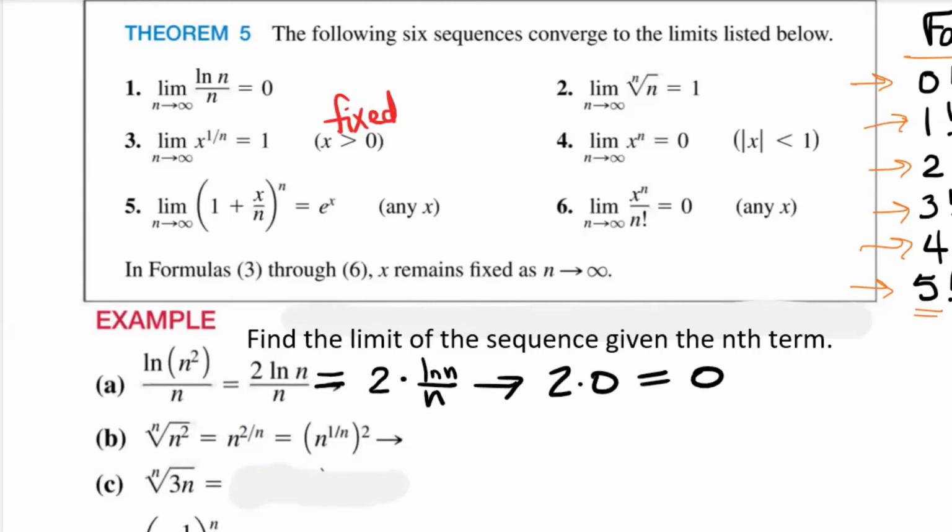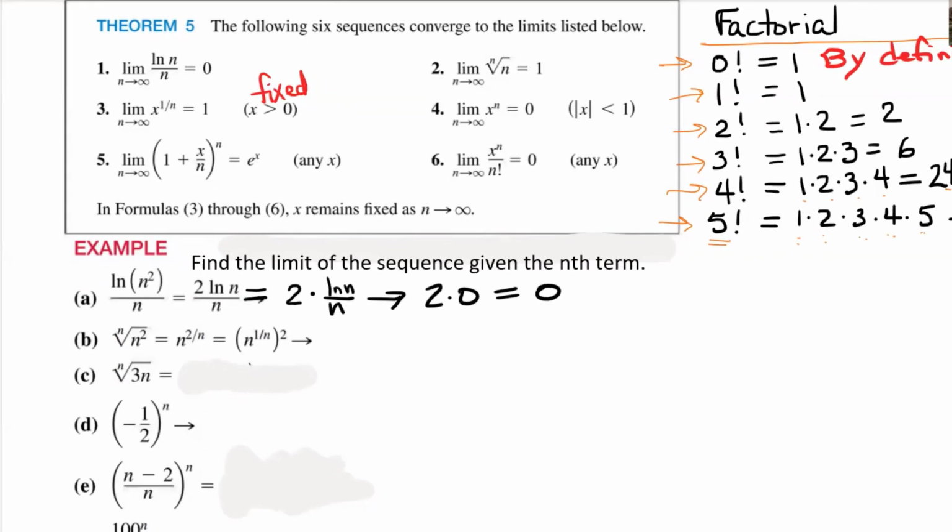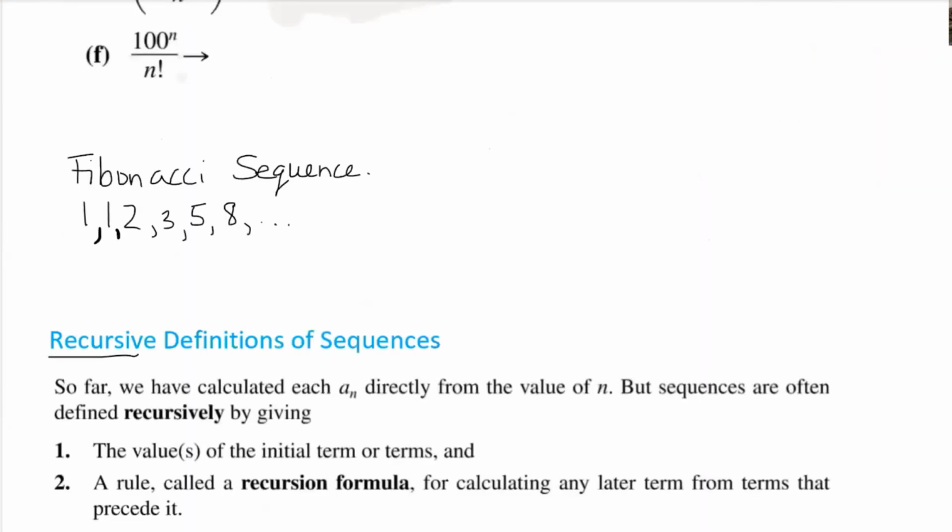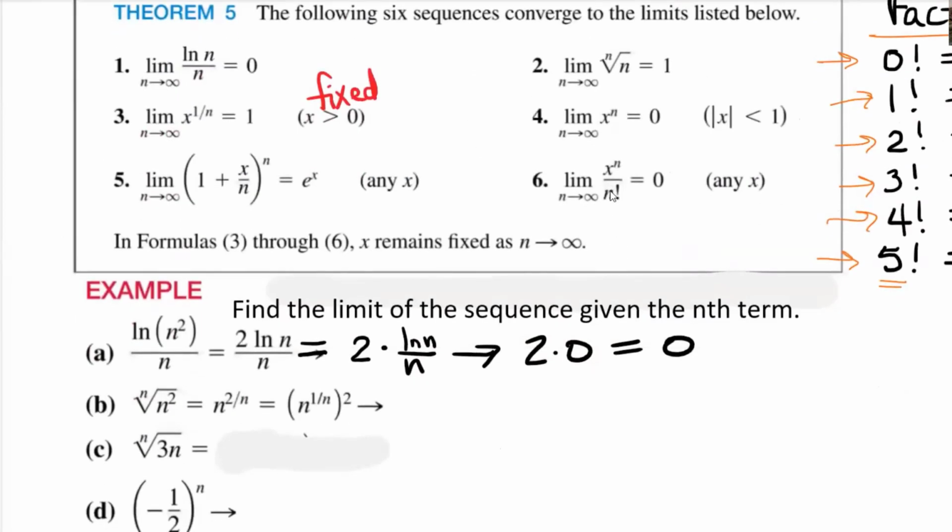Okay, now let's look at part B. Maybe I need to zoom in a bit there. Okay, so for part B, we have the nth root of n squared. All right, so we've rewritten it as n to the 2 over n, which can be rewritten as n to the 1 over n squared.